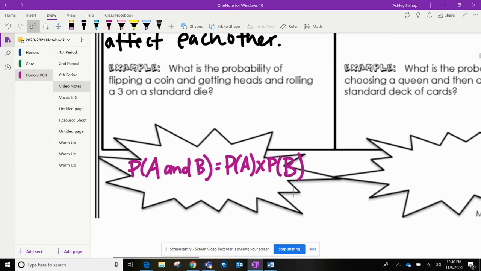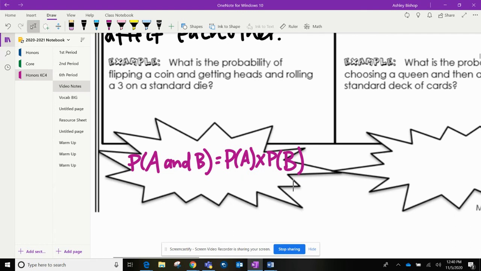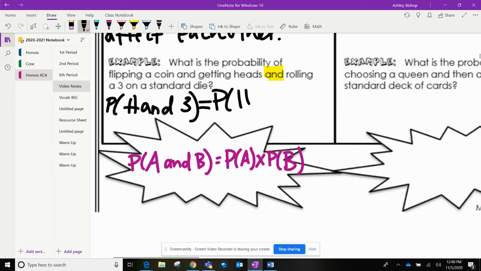So in this example, what is the probability of flipping a coin and getting heads and rolling a 3 on a standard dice? I've decided that they have nothing to do with each other, so I'm going to start with my equation. The probability of getting a heads when I flip a coin and, remember that word, and rolling a 3 on a standard dice, that's going to be equal to the probability that I get heads when I flip a coin, times the probability that I get a 3 when I roll the dice.